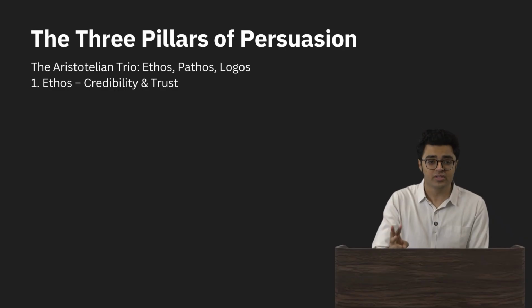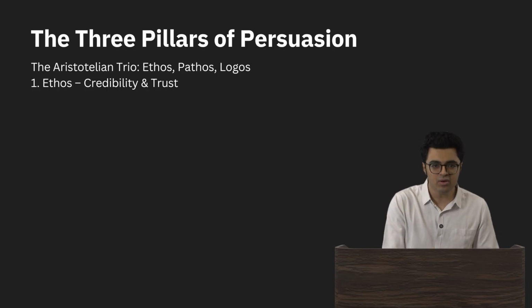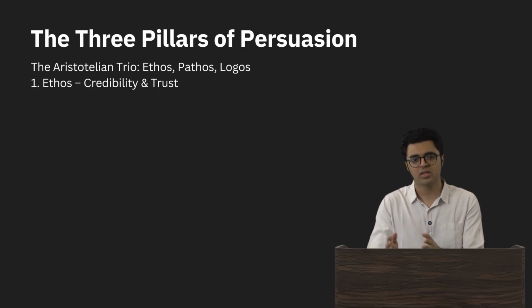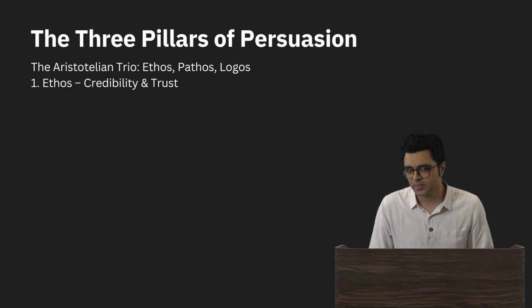These three factors, all three are Greek words, need to be aligned to ensure that your pitch is as persuasive as possible. We are going to understand what each of these three Greek words mean, and we are going to look at them with examples of data storytelling. These three words are ethos, pathos, and logos. Let's start with the first one.